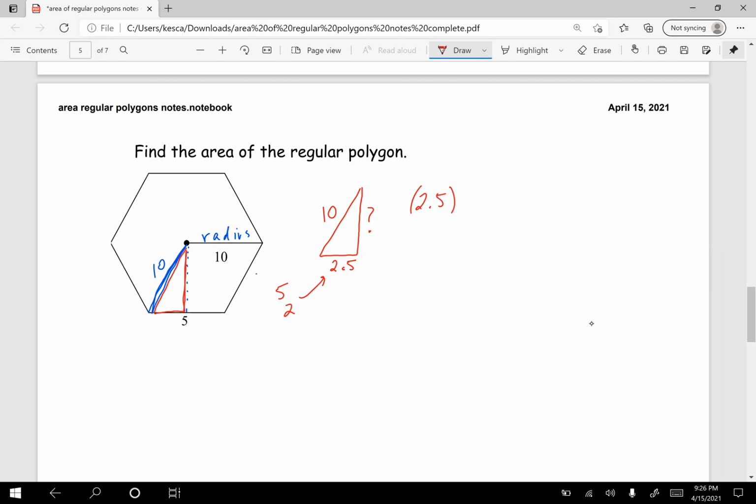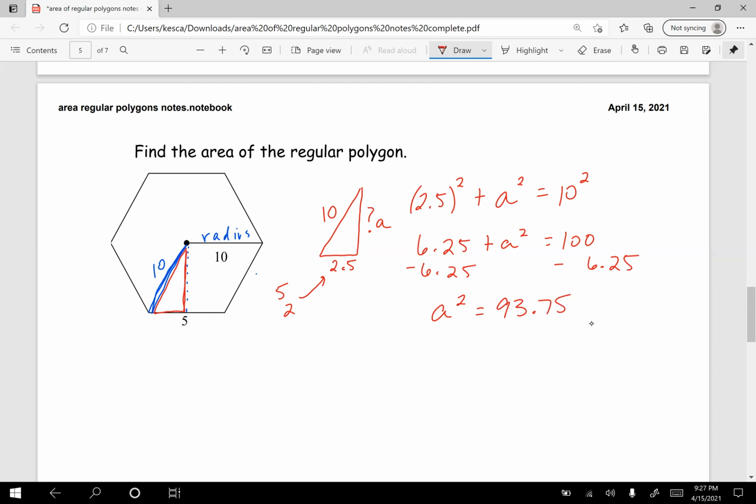So to find the apothem, we'll do 2.5 squared plus A for apothem squared, and I'll put an A right there, is equal to 10 squared. So now we're going to figure this out. 2.5 squared gives us 6.25, plus A squared is equal to 100, because that's 10 squared. We're going to subtract 6.25 from both sides. So A squared equals 93.75.